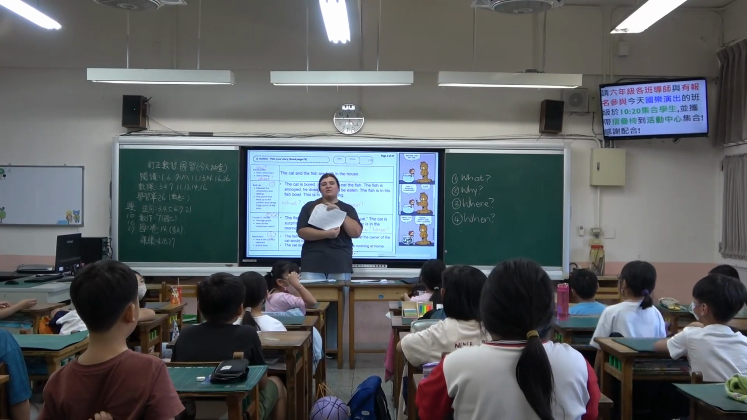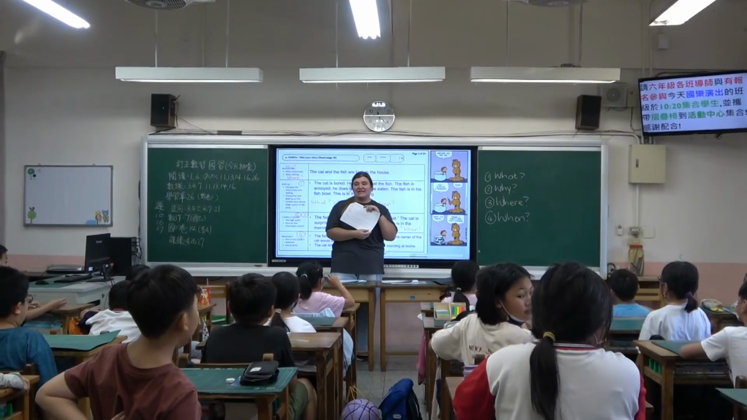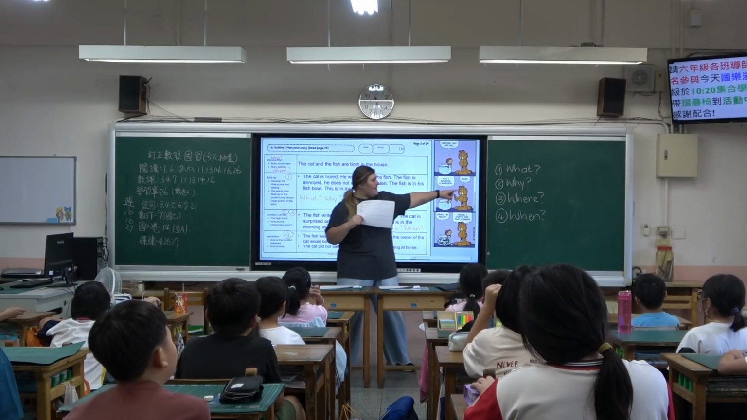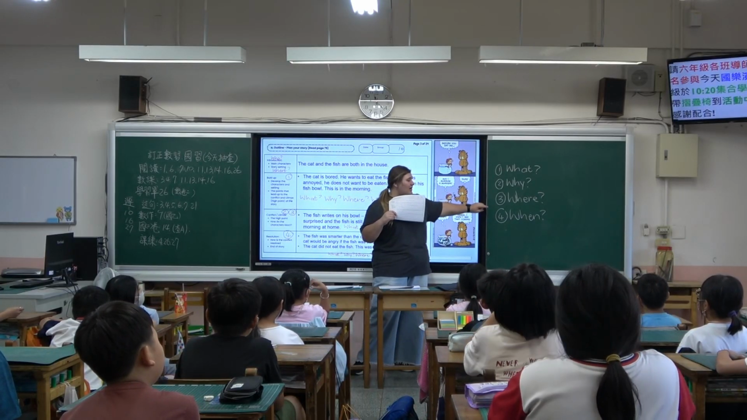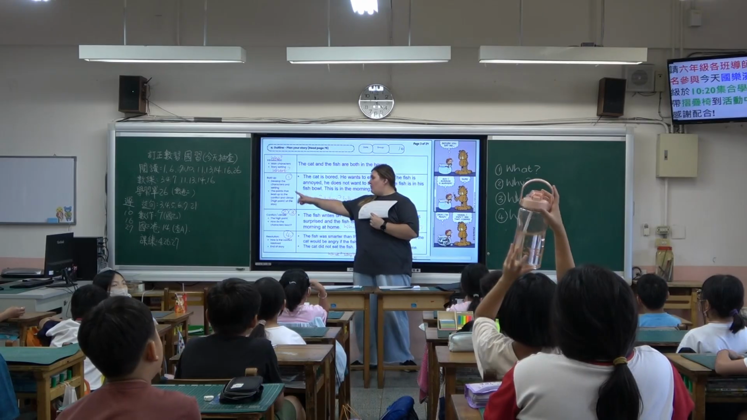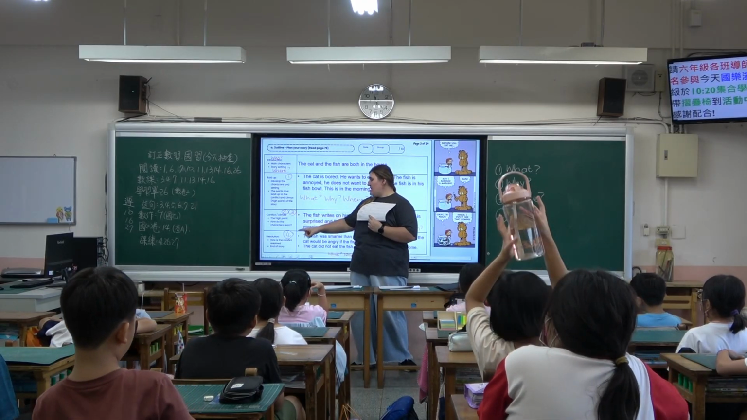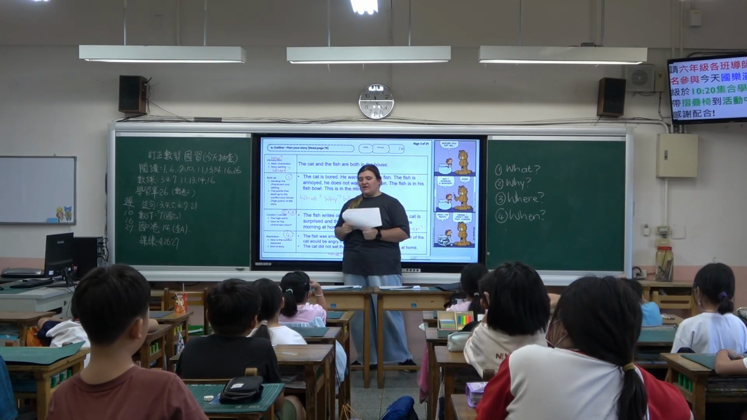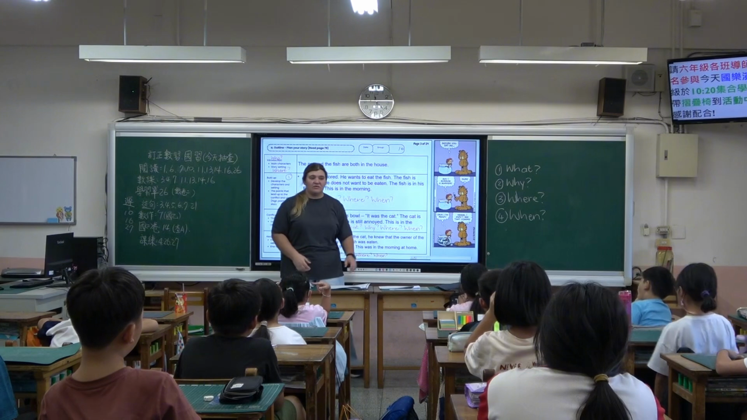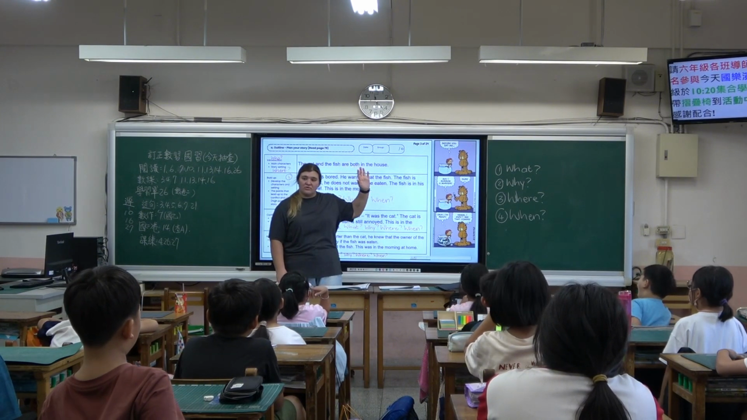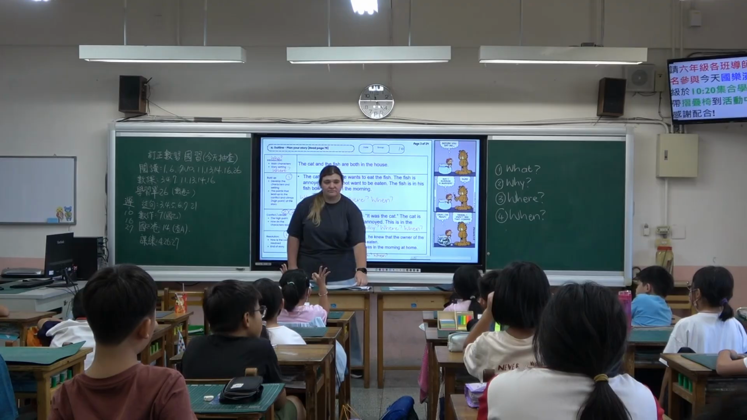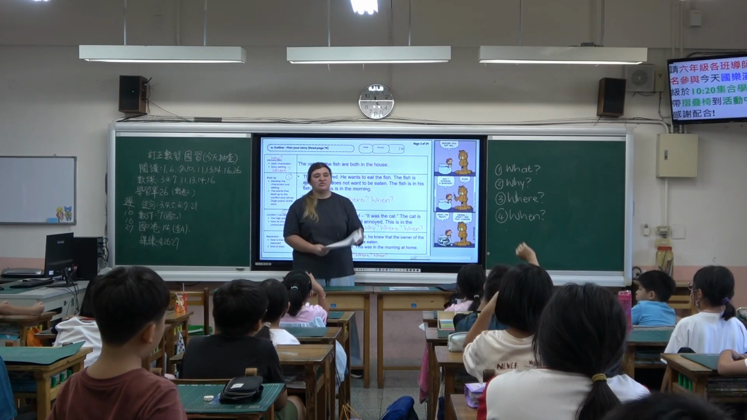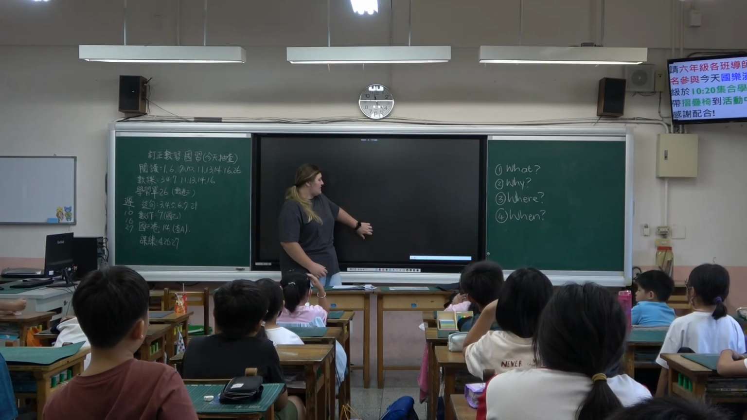Okay. Remember, you can write in English and Chinese. And remember, you have to ask what, why, where, when for number 1, 2, 3, and 4. Do you have any questions? No? Okay. Now, when you are finished with this, we are going to start with the script.